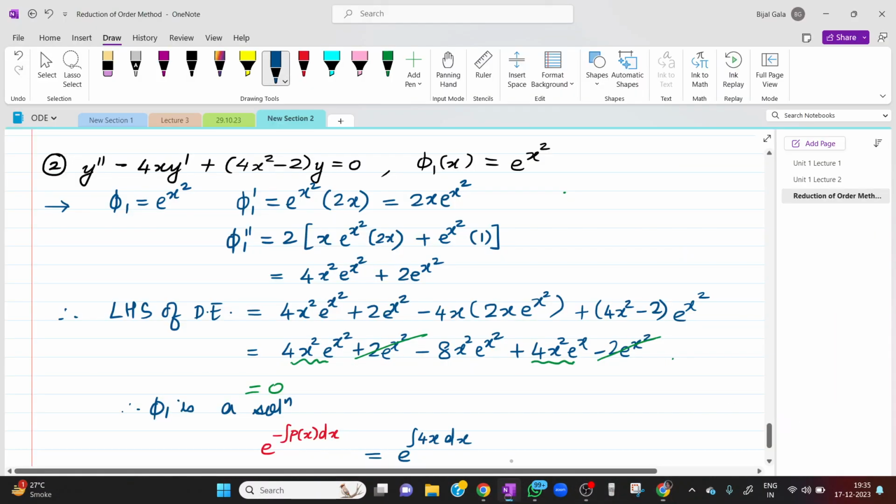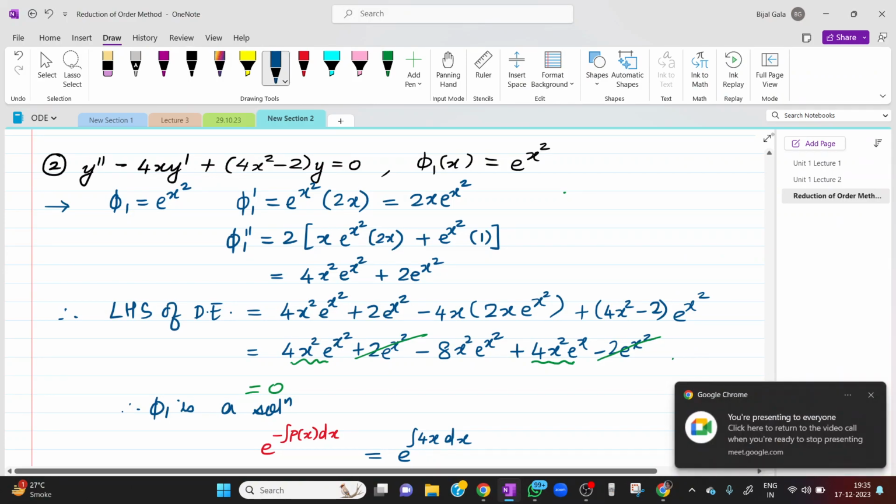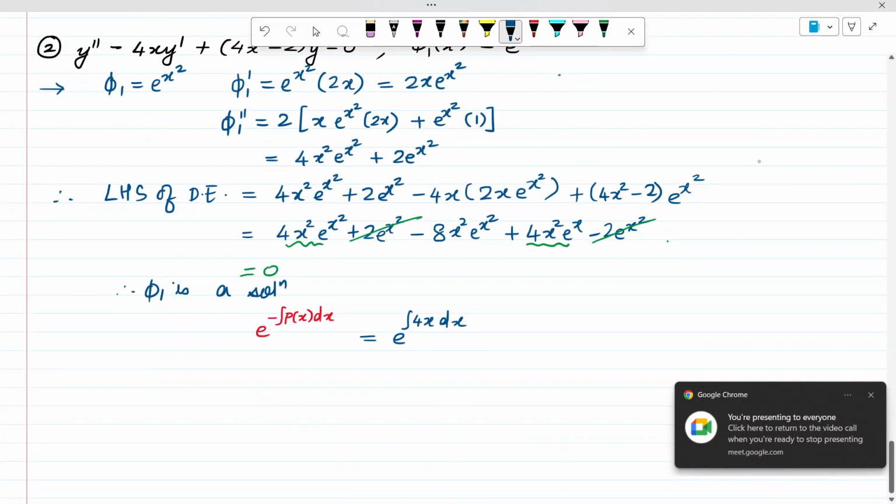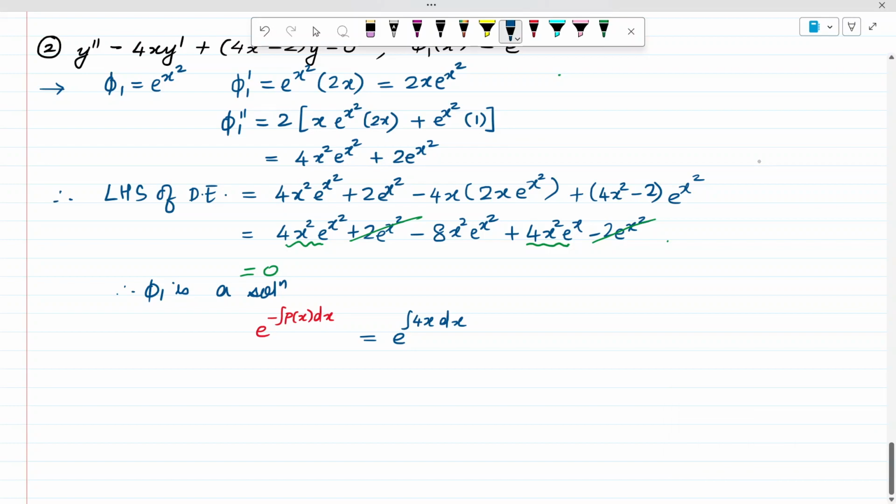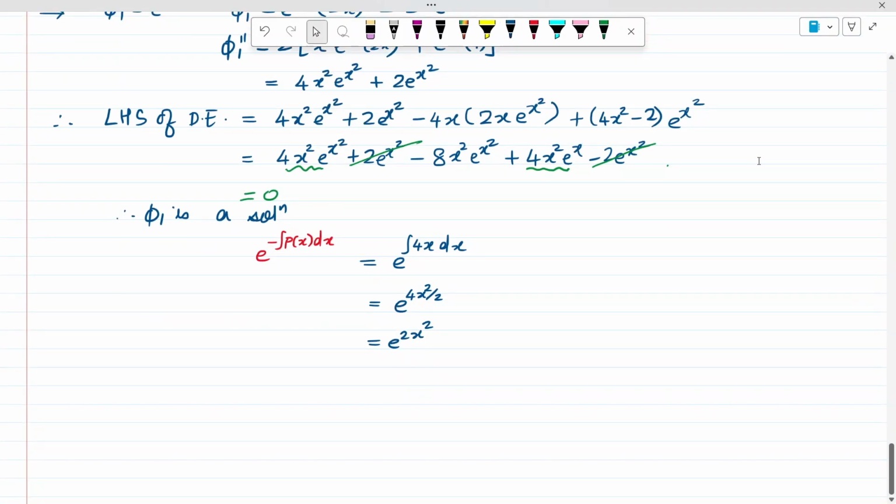Okay. So when we integrate this, we'll be left with 4 times x square by 2, which is nothing but e raised to 2x square. Okay, let's now substitute this value in the formula for y. So the formula for y is c times u, integral of this integral which we just found, divided by u square dx.